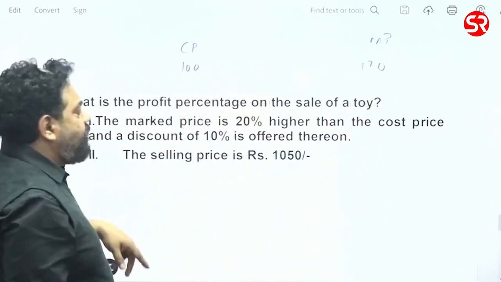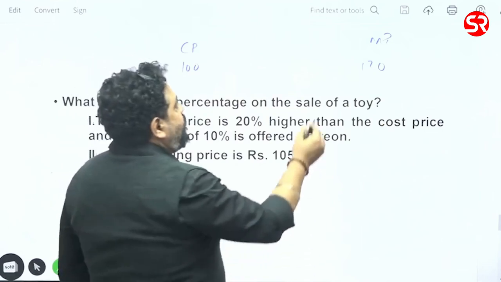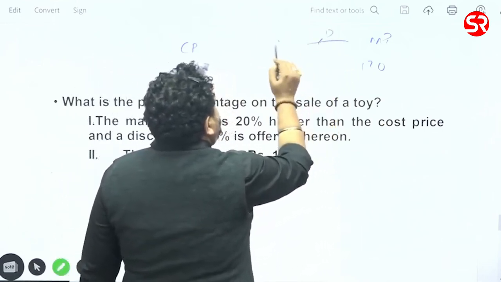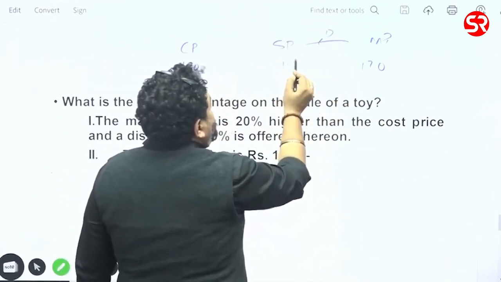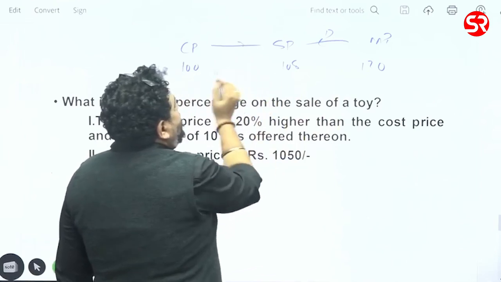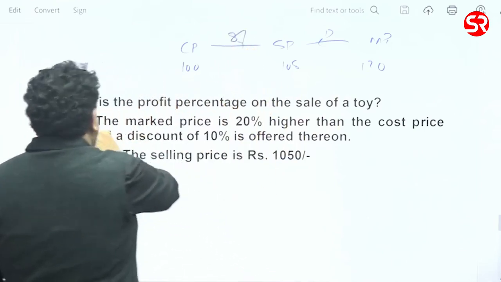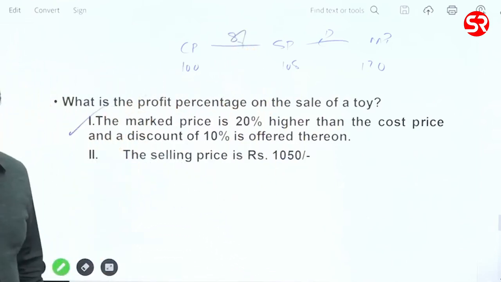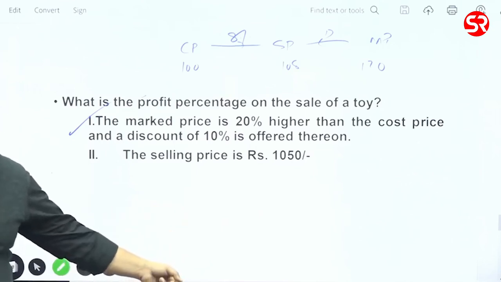Right? And a discount of 10% is offered. So if I give you a discount of 10% over here, definitely the selling price would be 108. So how much is the profit? 8% profit. The first statement is giving you the profit percentage. You don't require the second one.